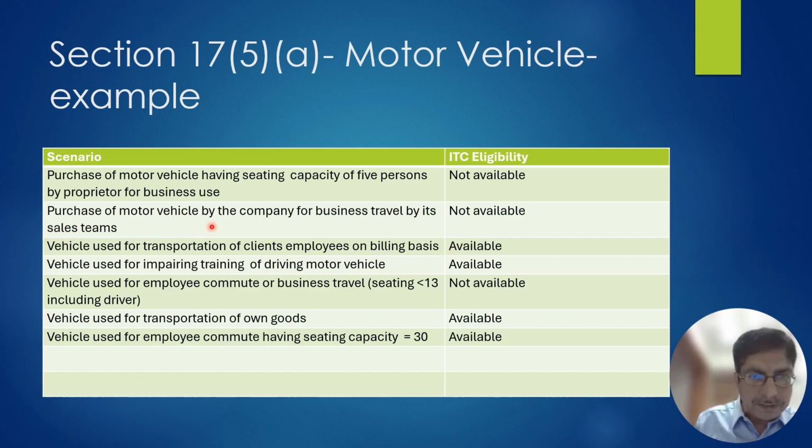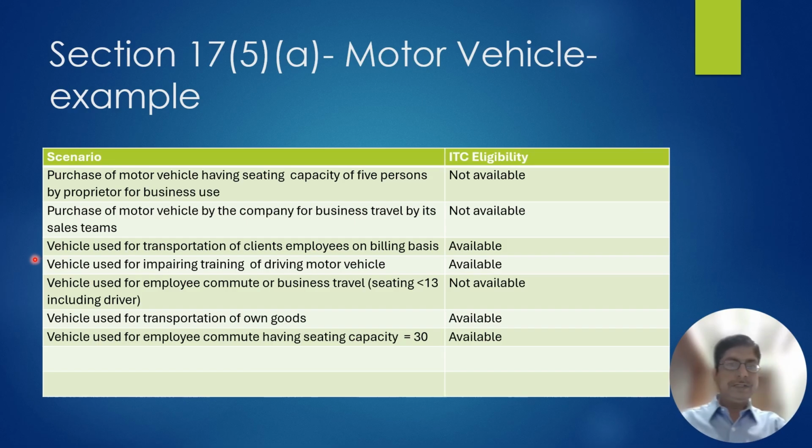Purchase of a motor vehicle by a company for business travel of its sales team. It's similar. Here we will assume that the capacity of that motor vehicle is less than 13 and it is used by the salespersons for furtherance of their business. It is not used for further taxable supply of transportation of passengers. Therefore, the credit is not available.